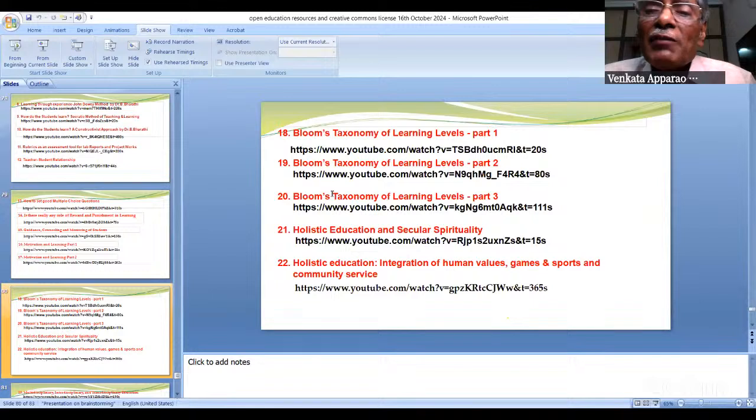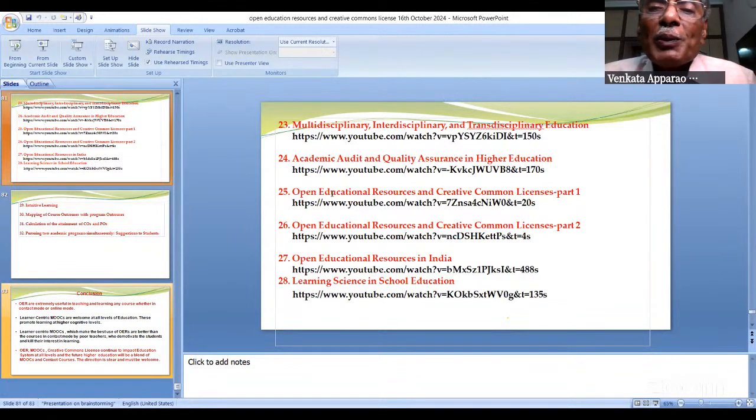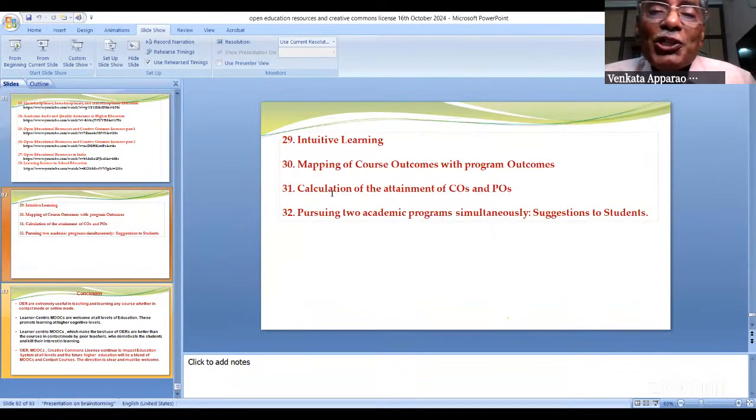Bloom's taxonomy of learning levels, part 1, part 2, part 3. Holistic education and secular spirituality. Holistic education, integration of human values, games and sports, and community service. Multidisciplinary, interdisciplinary, and transdisciplinary education. Academic audit and quality assurance in higher education. Open education resources and Creative Commons licenses, part 1. Part 2, open education resources in India. Learning science in school education. Intuitive learning, mapping of course outcomes with program outcomes. Calculation of the attainment of COs and POs. Pursuing two academic programs simultaneously, suggestions to students.